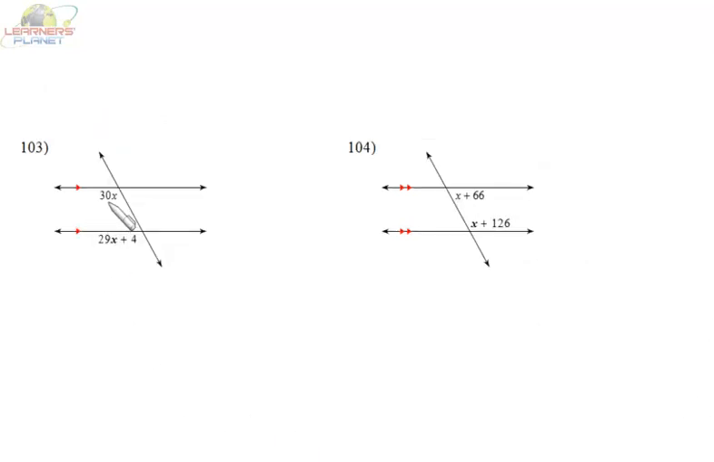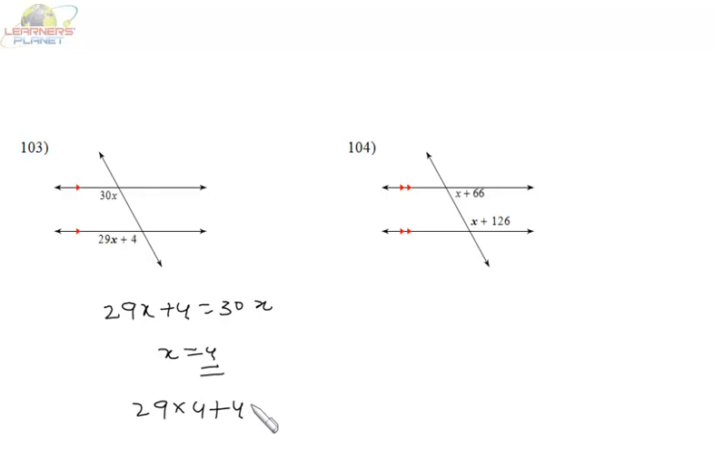In this case, both of them are corresponding angles, so they will be same. So 29x plus 4 is 30x. So x is equal to 4. And we have to find out the value of this angle. So it is 29 into 4 plus 4. That is 120. Fine. So this angle is of 120 degree.